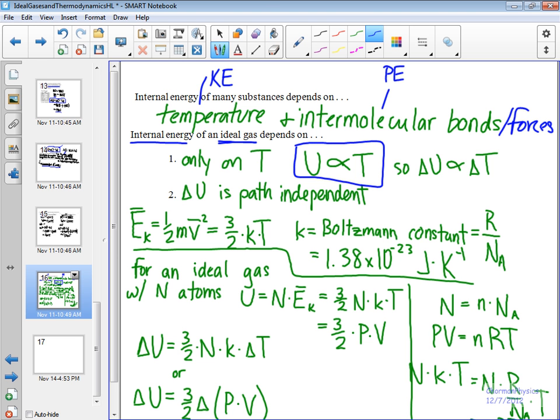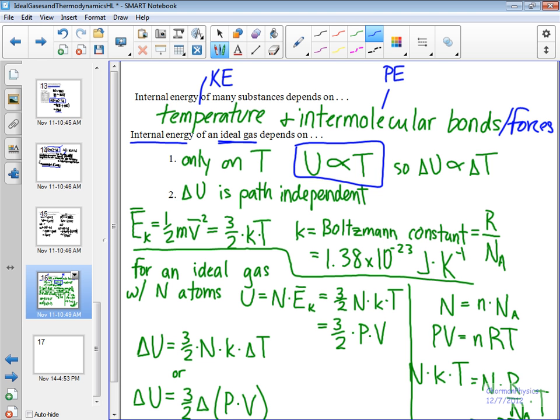So, there we go. The other important thing to notice is that the internal energy of an ideal gas is path independent. So, it doesn't matter what we do to that ideal gas, when the energy is added or when it does work, all that matters is the difference in its states. That's what that's telling us right there.